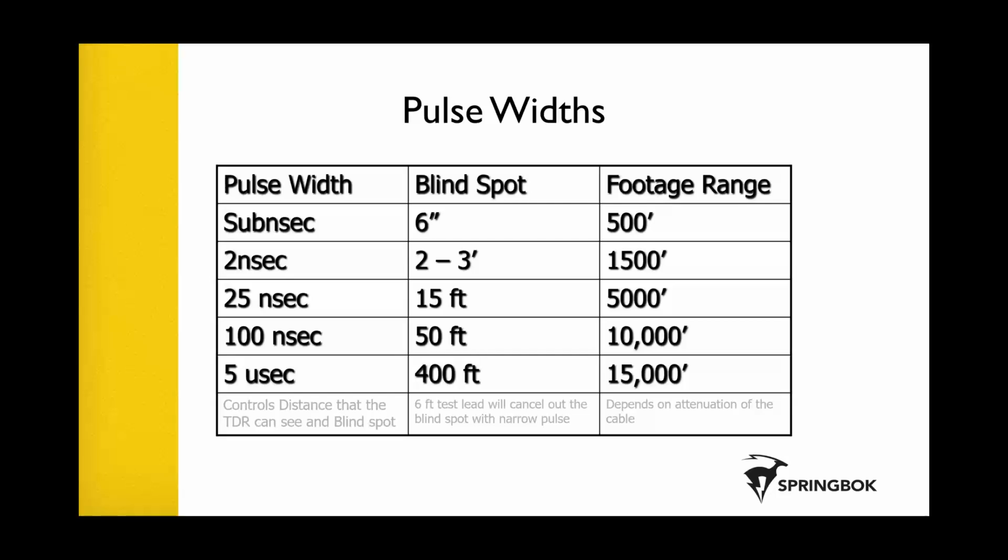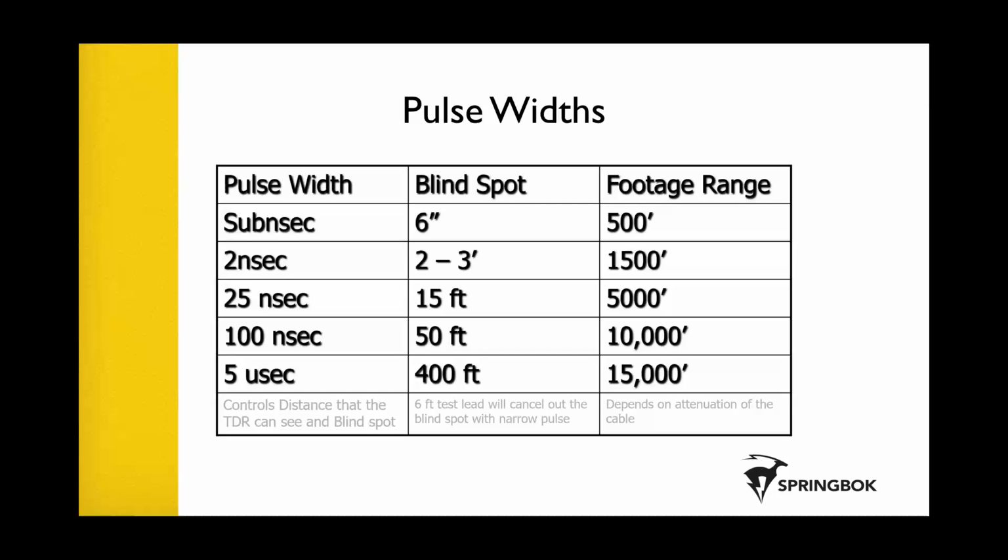No, a TDR cannot see through amps. However, a TDR can typically see to amps, meaning you'll recognize the signature when it gets to an amp. So it can see to it, but it's not going to see through it. Can a TDR see through DCs?